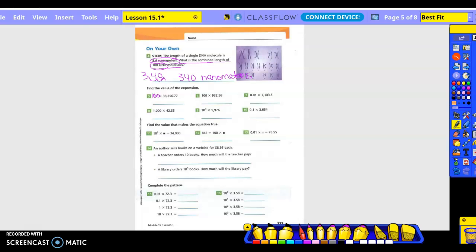Then since we're multiplying by a whole number, we're going to move the decimal to the right. And how many zeros do we have? 2. So 1, 2. So my new answer is 3, 8, 2, 5, 6, 7, 7. I'm going to go back in and add my commas. And so my new answer is 3,825,677.